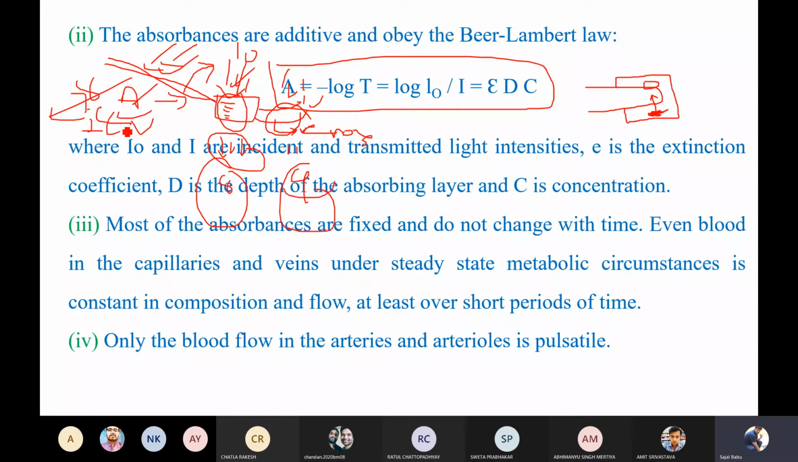As for the pulsating waveform, the output wave gets pulsated only when the light passes through the arterial blood. When the light passes through capillaries, veins, skin pigment, tissues, cartilage, or bone, you are not going to get the pulsating wave at your output. You get the pulsating wave at your output only when the light passes through the arterial blood.